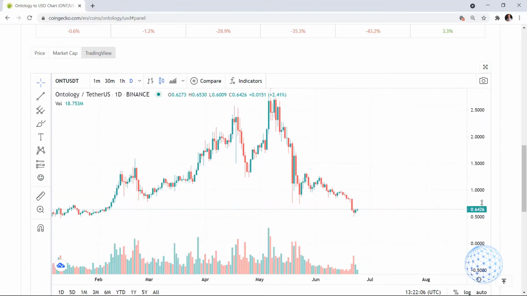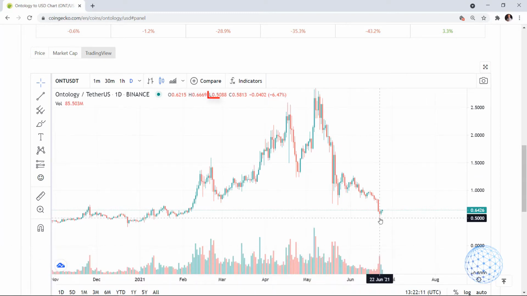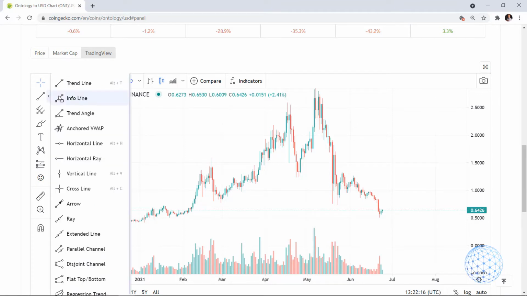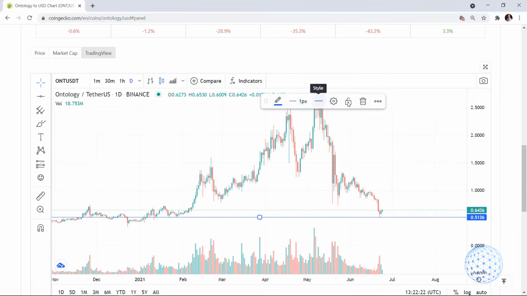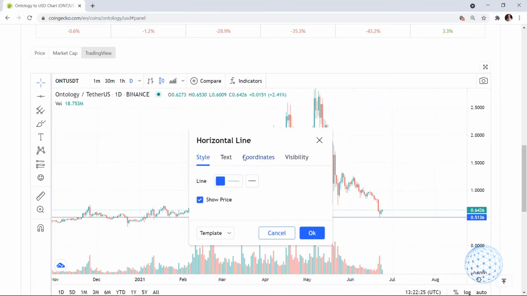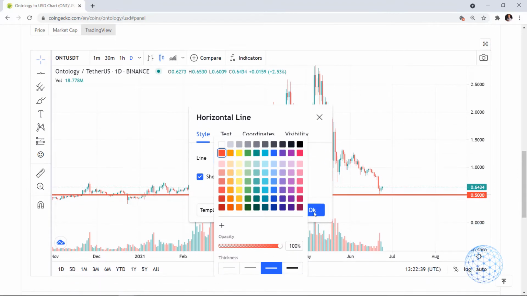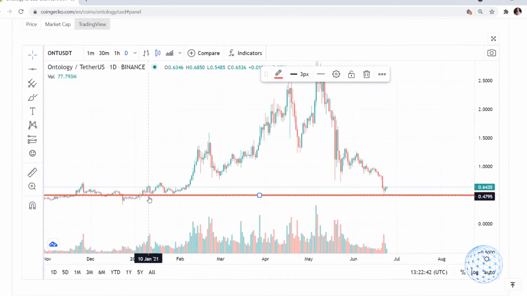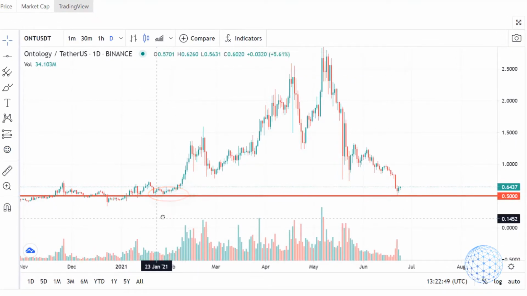As you know, the experienced traders always say buy the dips, and definitely touching the 50 cents is a dip for Ontology, and this is where I'll be placing the first horizontal line down at the 50 cents. And it's not just the 50 cents as a round number, okay, but the 50 cents was a support already. So let me make it red a little bit thicker, and I will click on OK, and here it is. So you see that back in January the 50 cents was a support a few times.